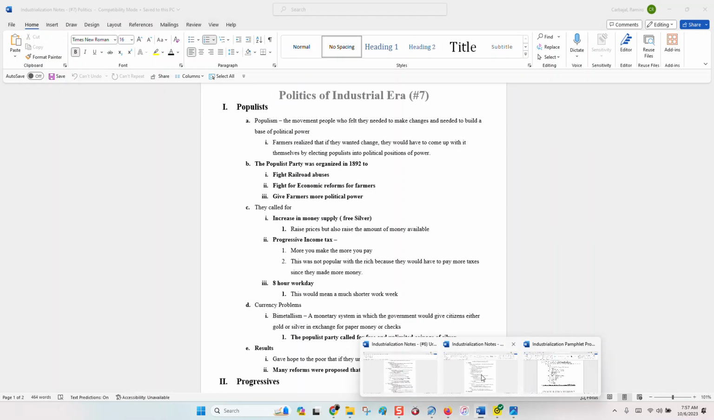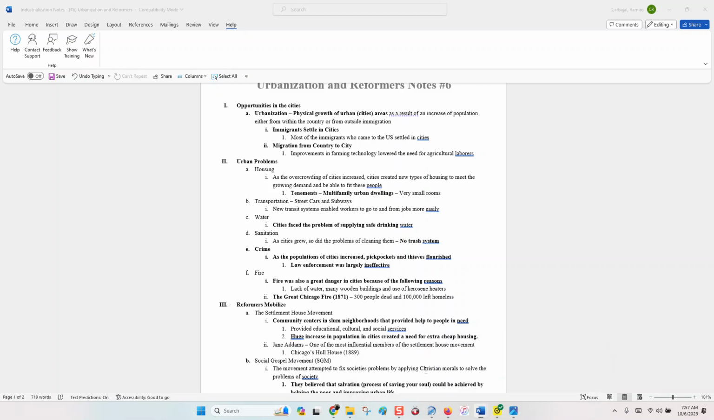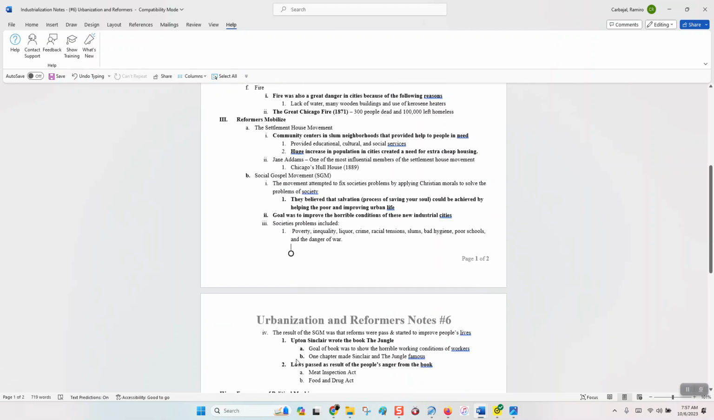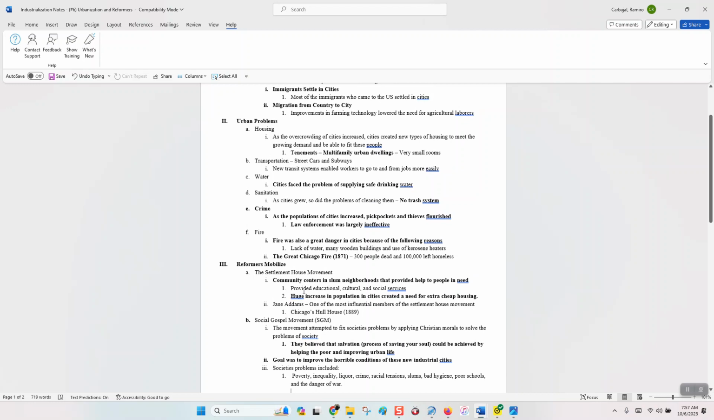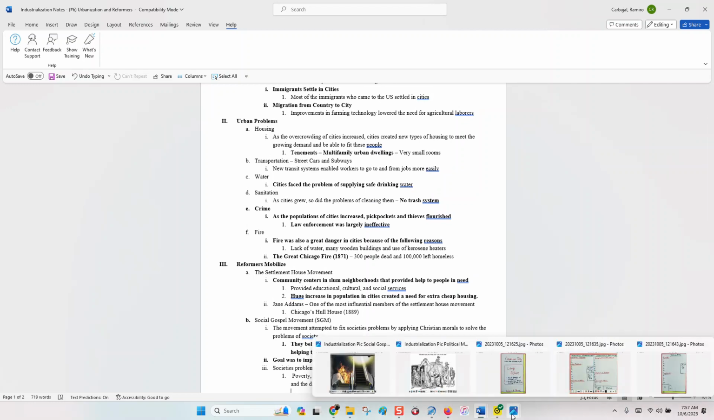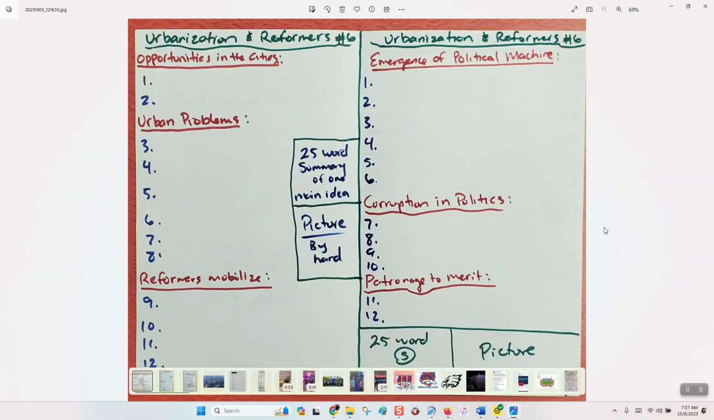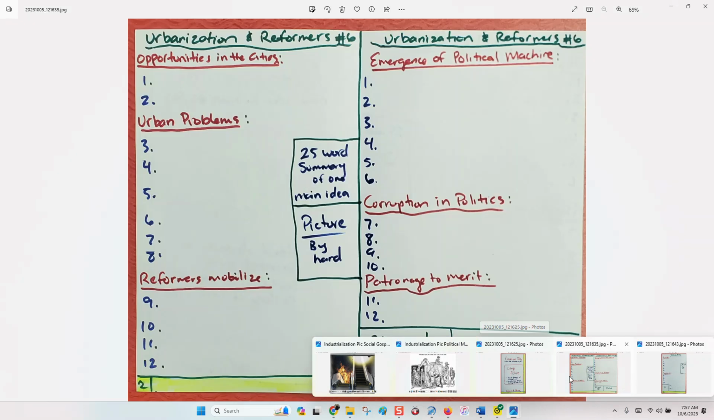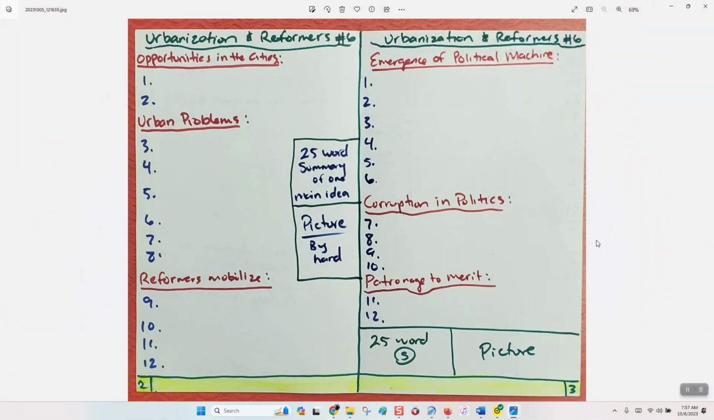We go to the notes. There's number 6, section 1, opportunities in the cities, urban problems, and reformers mobilized, which goes a little bit into the next page. So on this page and that little part, you're going to write the 12 most important ideas. And this is what it should look like when you do it on your pamphlet. So you're going to fold the paper in half, like hamburger style, and that's going to let you have the front cover be page 1, and then the inside is going to be pages 2 and 3.